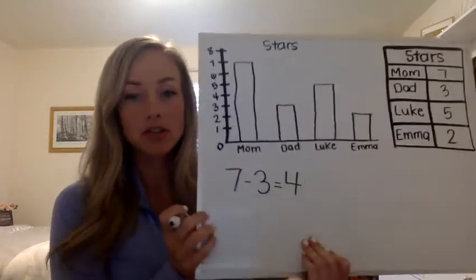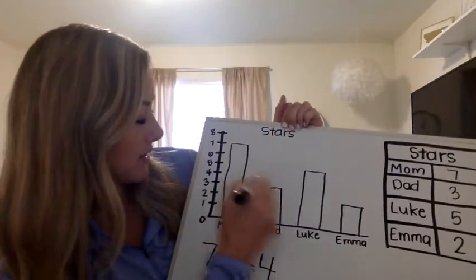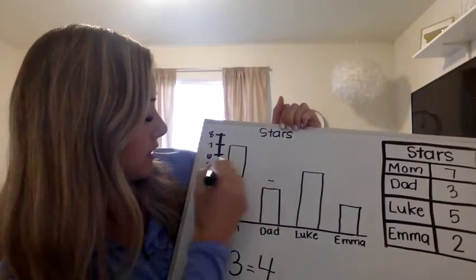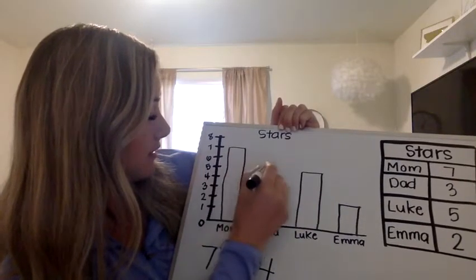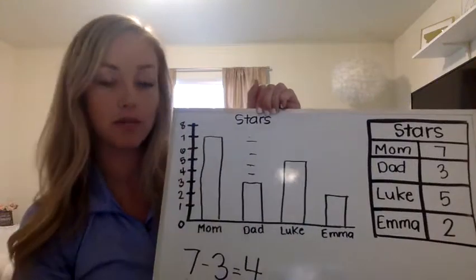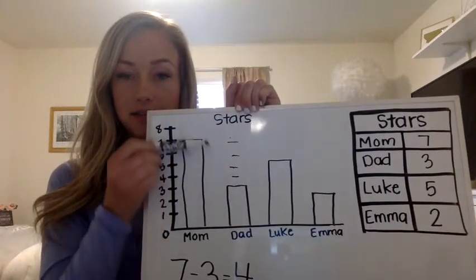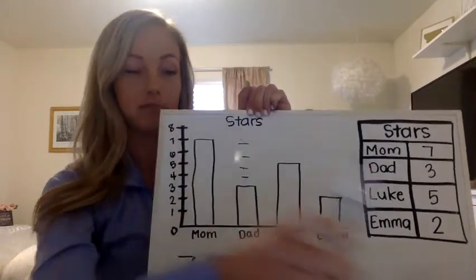Now, you can also just start at Dad's and go up until you get to Mom. So here's 4, 5, 6, 7. So Mom saw 1, 2, 3, 4 more than him, because he started at 3, and in order to get up to the same as Mom, he had to go up 4 places, okay?